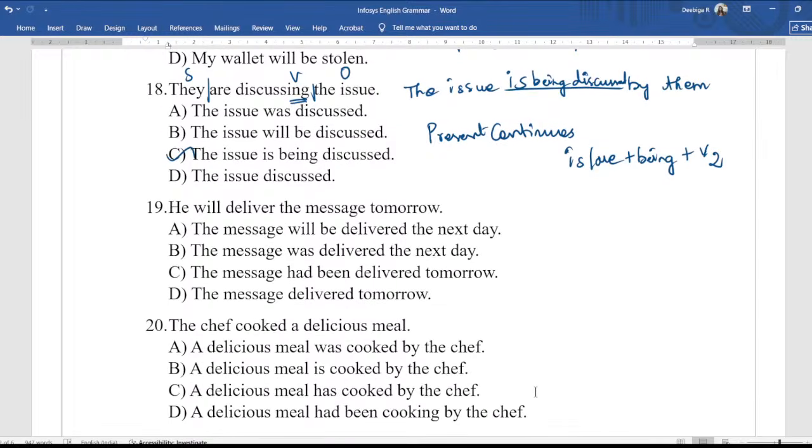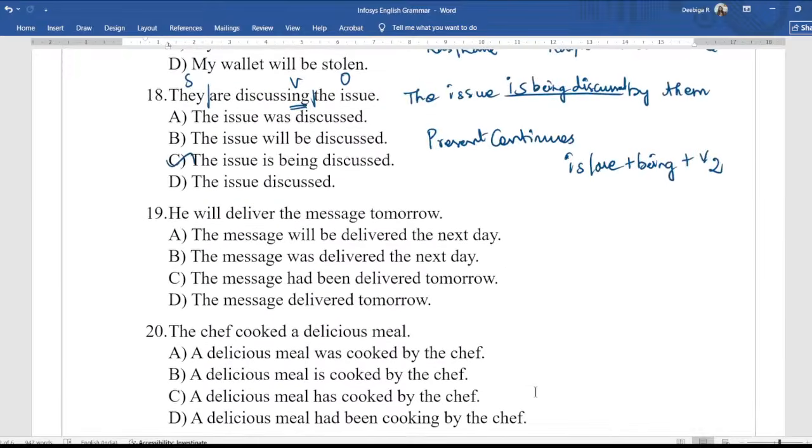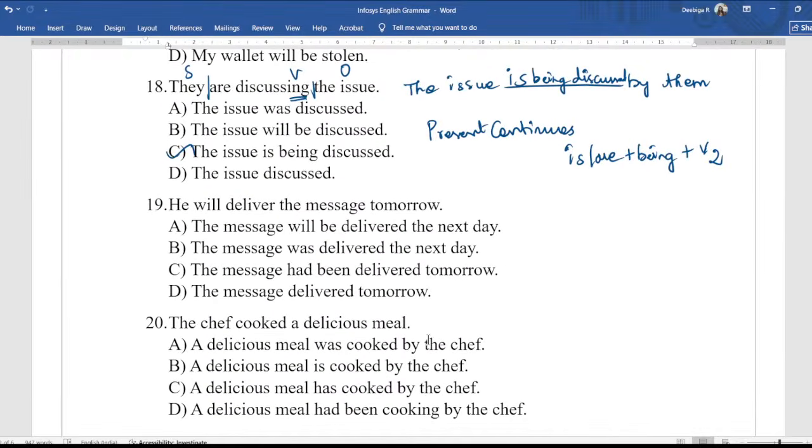He will deliver the message tomorrow. Okay, we've got 3 more questions. I'll solve this one question. I want you to solve the 20th and 21st questions by yourself. He will deliver the message tomorrow. So this is subject, verb, object. And you've got some timeline over here. Now let's see. You keep this timeline as it is over here and you only concentrate on SVO. So quickly, the message, and then you've got the verb, and then by, and if you use he in the subject, in the passive it will become him.